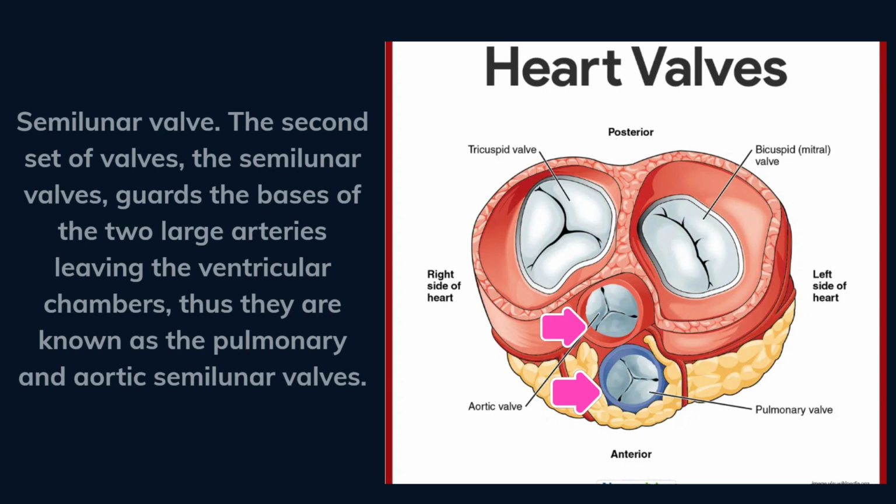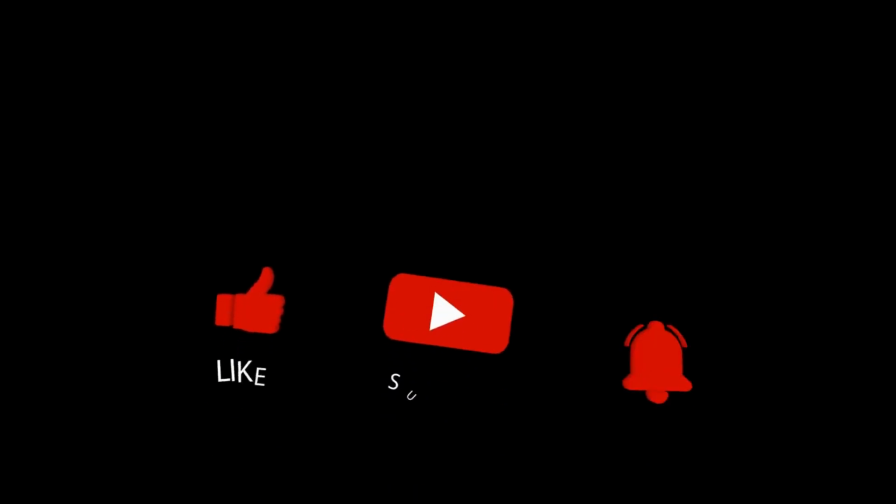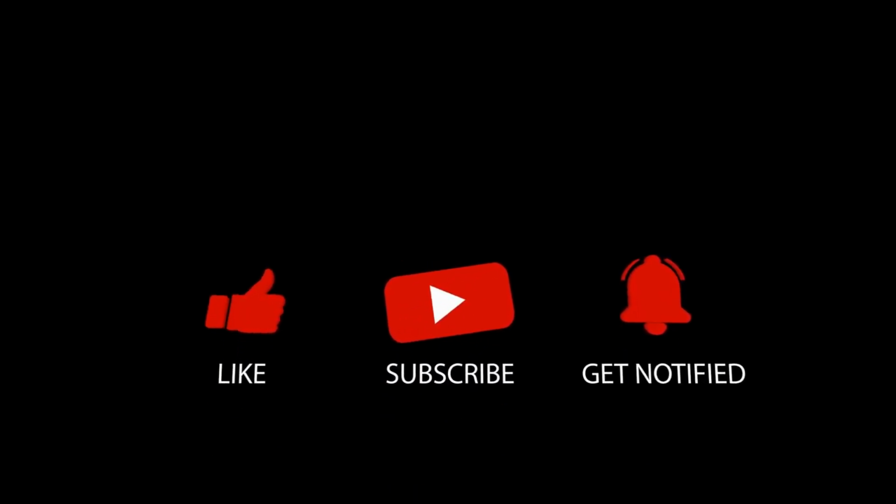Semilunar valve. The second set of valves, the semilunar valves, guards the bases of the 2 large arteries leaving the ventricular chambers, thus they are known as the pulmonary and aortic semilunar valves. And that's the overview of the anatomy and physiology of the heart.